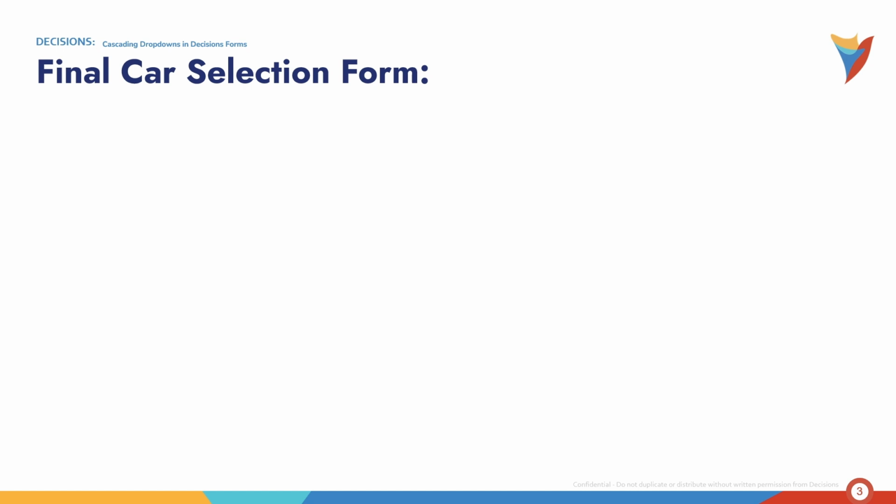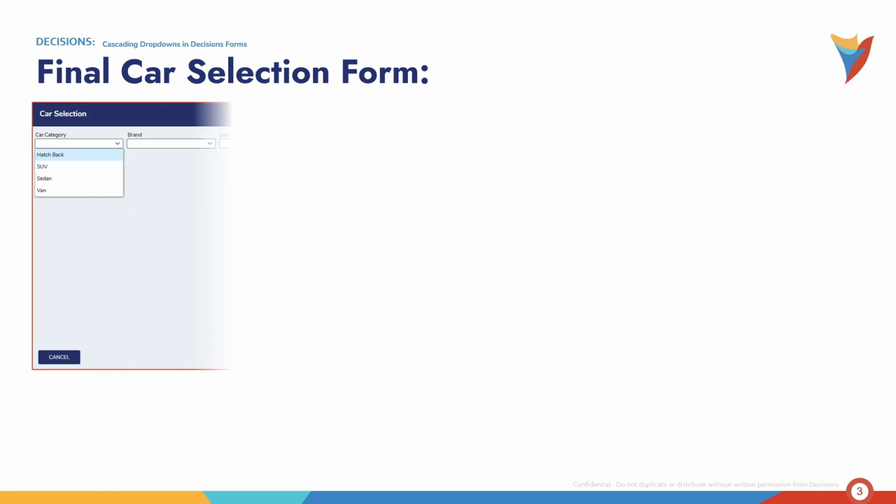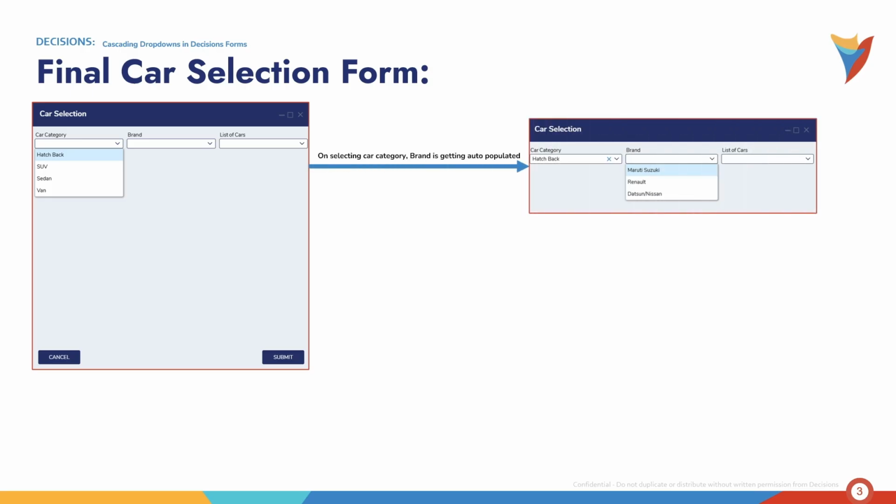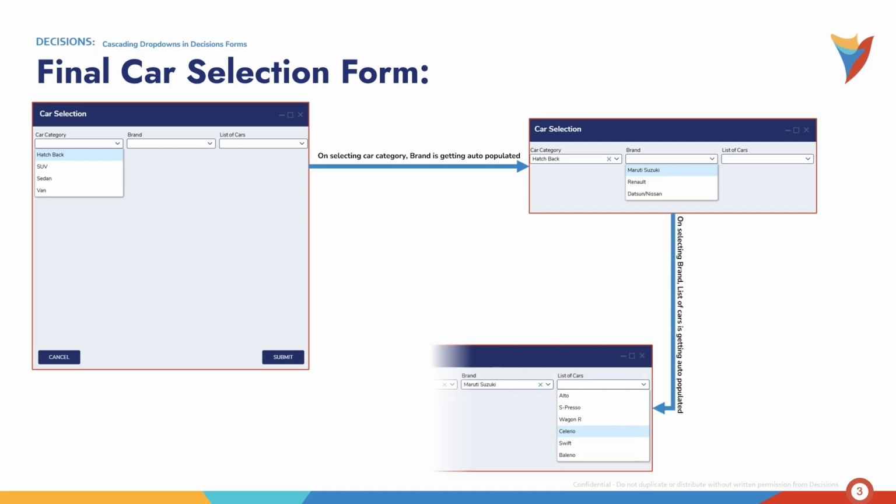Let's see how the final car selection form will look. In the first drop-down, the car category will appear. Either the user wants to choose hatchback, SUV, sedan or van. In the next drop-down, on selecting the car category, brand is auto-populated, displaying the corresponding brands, like here Maruti Suzuki, Renault, Datsun or Nissan. Next, on selecting the brand, the list of cars is auto-populated, giving the list which falls under the hatchback category of brand Maruti Suzuki.